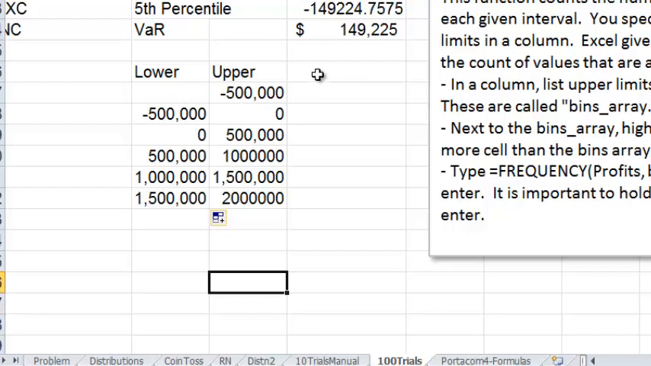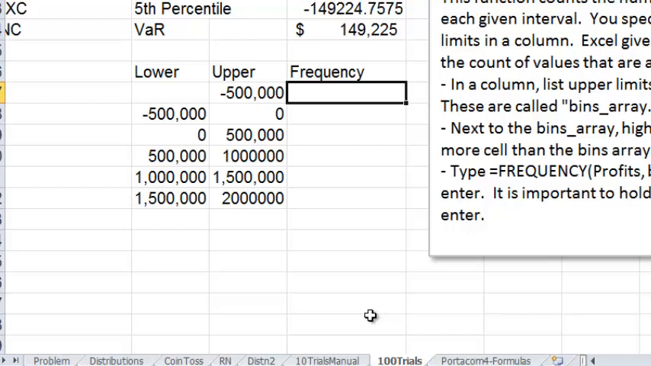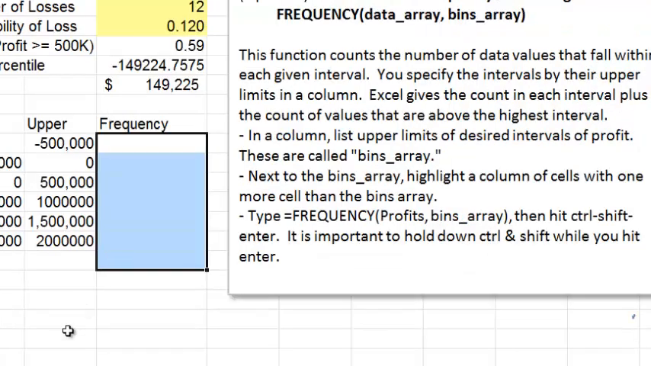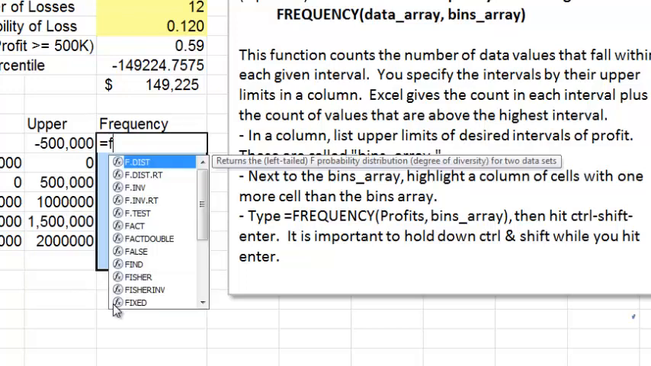So now here we are going to have the frequencies. What Excel will do is it will count how many values are in each interval, and it will also count how many values are higher than the highest interval, so over 2 million. So it's going to fill in a column of this size. And it is an array formula, which means you have to go through a couple of special steps, as it says right here. You highlight a column of cells with one more cell than the bins array, and then you type frequency.